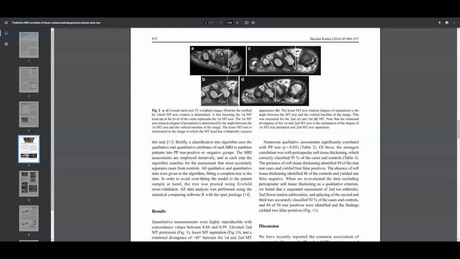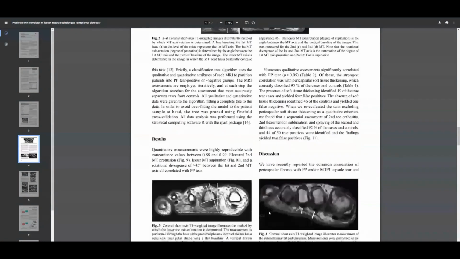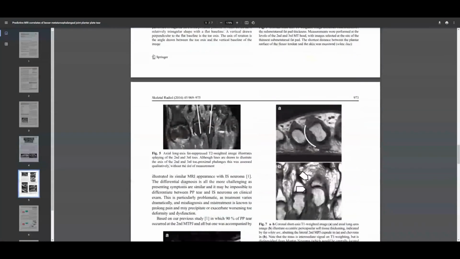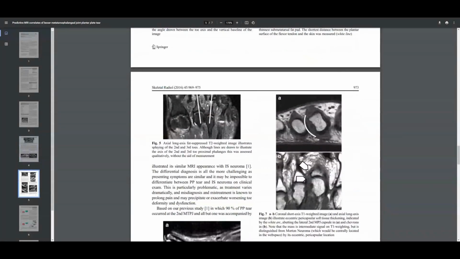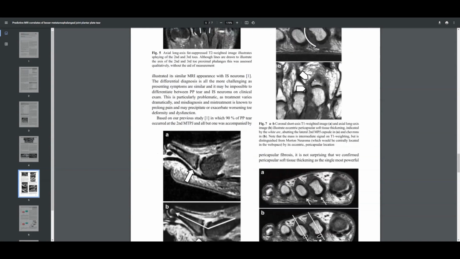This might also help to explain why more commonly the tears are on the fibular side of the plantar plate complex, often affecting the interosseous membrane, the lumbrical, that whole complex, and the lateral aspect of the plate. Of course, they also talked about splaying of the toes, the second and third being a predictor, a secondary sign that you might have a real issue regarding the plantar plate. And also, again, looking at that eccentric pericapsular fibrosis.